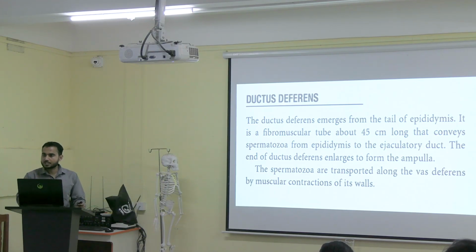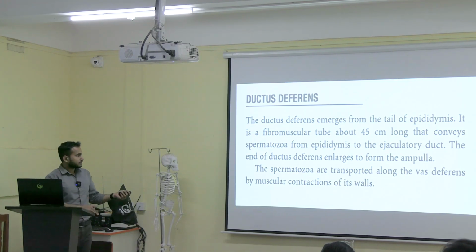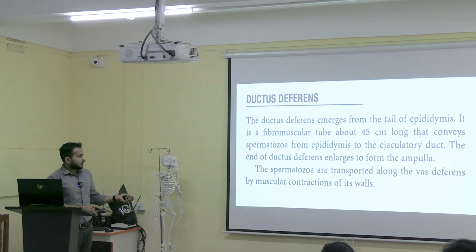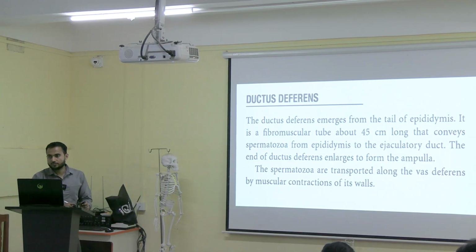Now this vas deferens will join with the duct of the seminal vesicle, which is situated on the posterior aspect of the urinary bladder, to form the ejaculatory duct. And the ejaculatory duct opens into the prostatic part of the male urethra. The spermatozoa are transported along the vas deferens, and the muscular contraction of the wall helps in the conduction of the spermatozoa.